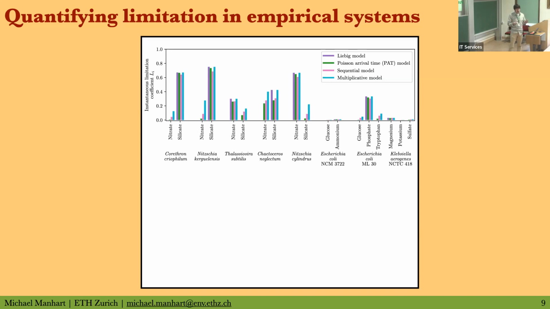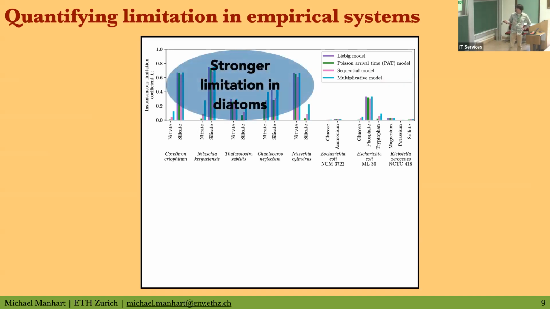The thing that you should notice here is just that if we look at these diatoms, we see relatively strong limitation for many of these resources. So this is from 0 to 1. So many of these are at these intermediate to higher values. Whereas if we look at the bacteria here, there's relatively weak limitation. The numbers are generally quite small for these resources.